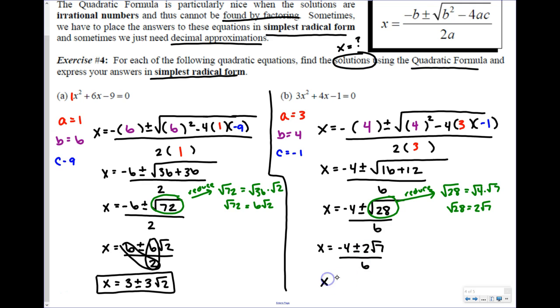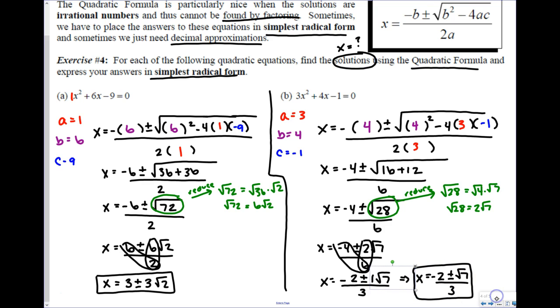Now, when I do my butterfly right here, this is not going to come out to a whole number. It's going to come out to a fraction. That's okay. So I'm going to have negative 4 divided by 6 is negative 2 over 3. And 2 over 6 is a 1 over 3. So I reduce my fraction of 4 over 6 to 2 over 3, and I reduce my fraction of 2 over 6 to 1 over 3. Okay? So when I want to finally rewrite this, I don't want to leave that 1 there, so I'm going to rewrite it as x equals negative 2 plus or minus the square root of 7 all over 3 as my final answer. Okay?